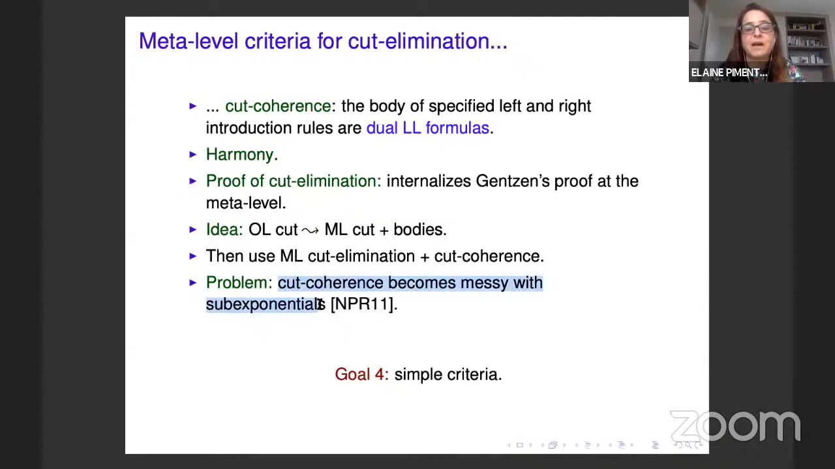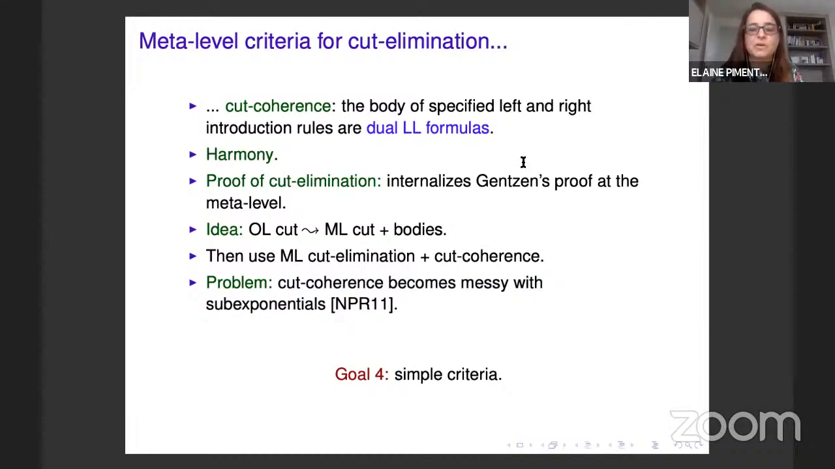So this was really simple. The problem with this is that specifying object-level logics and producing dual or cut-coherent clauses at the meta level is not an easy task. I mean, you cannot do it with every single logic. And if you enhance it and put sub-exponentials, then the cut coherence becomes messy. I'm not sure, Giselle can tell me better afterwards, but I think we had a two-page description of how the thing works, or the theorem would have a two-page statement. So it's kind of complicated, right? So we are going to avoid that. We're going to have a simple criterion with sub-exponentials. Which one? The same one I had with Dale in our TCS paper in 2013.